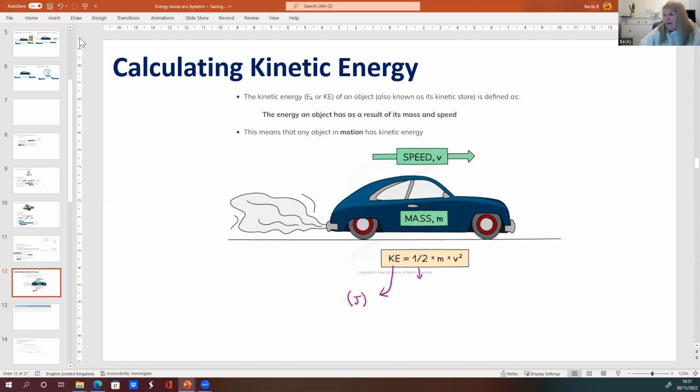Just going to pop on there that 1/2, when you put it in your calculator, 0.5. That mass needs to be measured in kilograms. So be careful, if it's something that's relatively small and it's in grams, you'll need to convert it to kilograms. And then velocity is in meters per second. Okay. And we need to make sure that we square that value.